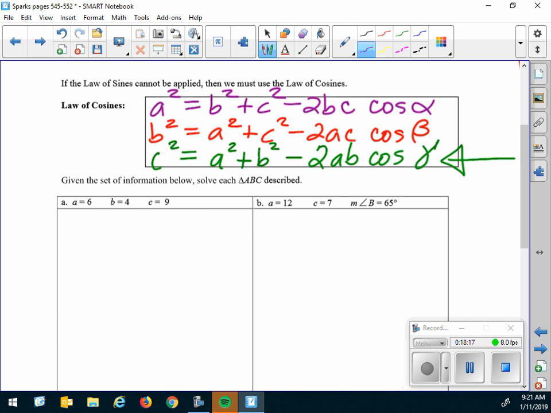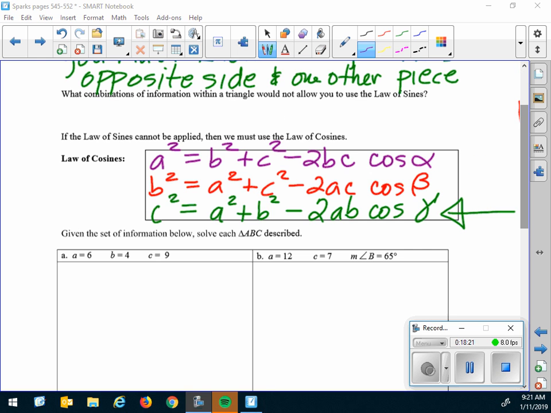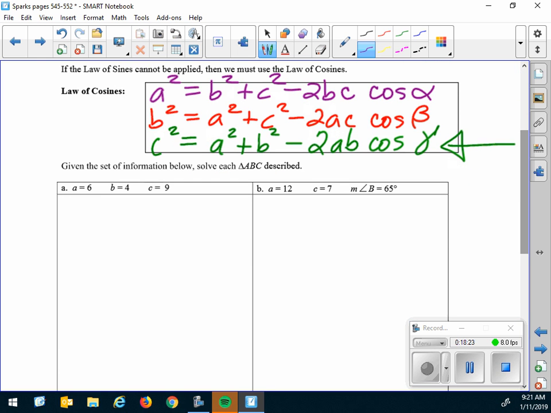Here's what Rebecca said. Rebecca said, is there a reason that that piece is 0 in a right triangle? Okay.